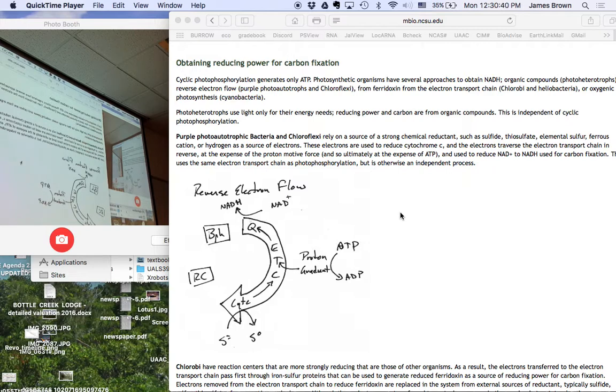carbon. When we talk about fixing carbon, you're talking about reducing CO2. Taking CO2 and reducing it down into organic carbon, which is typically much more highly reduced than CO2 is. And so you need a reductant. Where does that reductant come from?